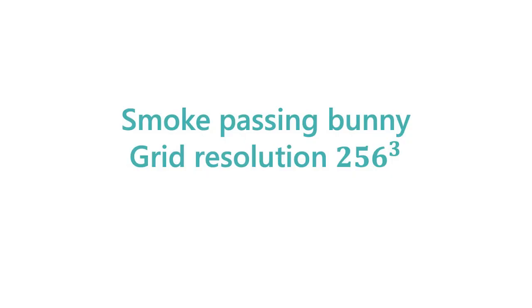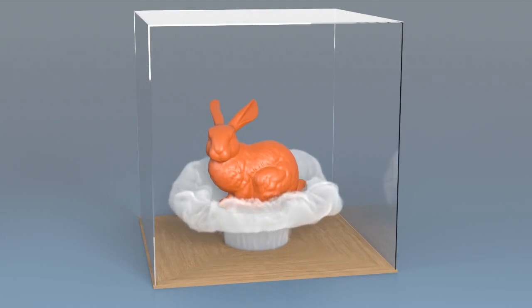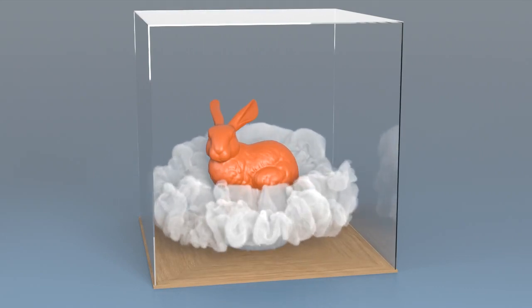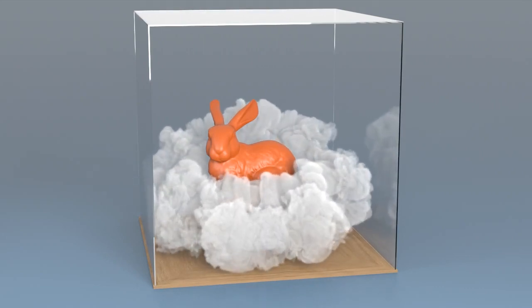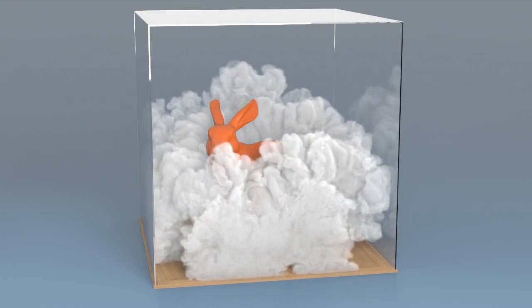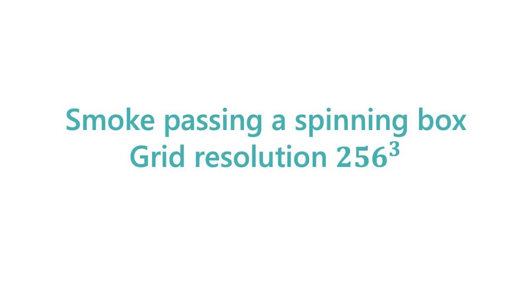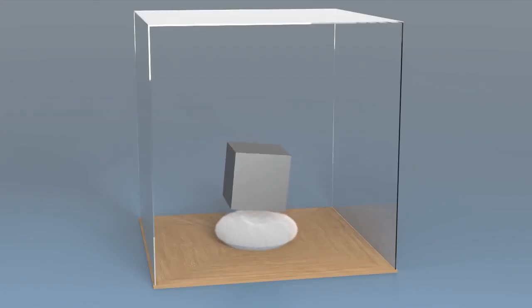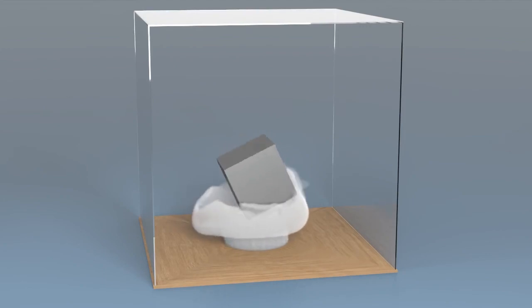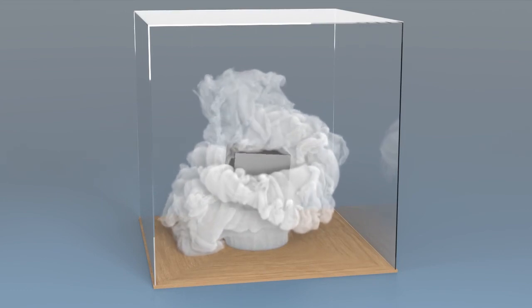Next, we demonstrate flow past a complex static geometry, the Stanford bunny. This example also uses a computational grid with resolution 256 cubed. Finally, we demonstrate flow past a dynamic geometry, a rotating cube. This example also uses a computational grid with resolution 256 cubed.